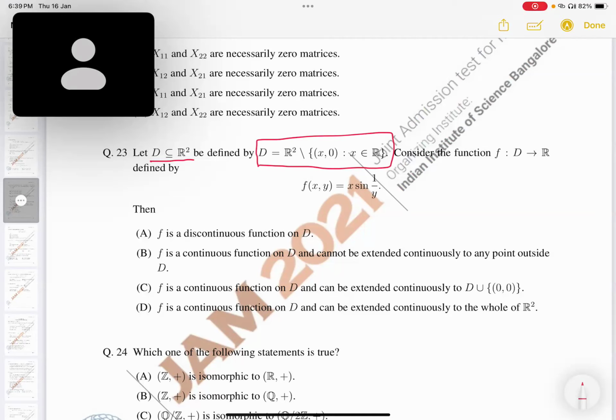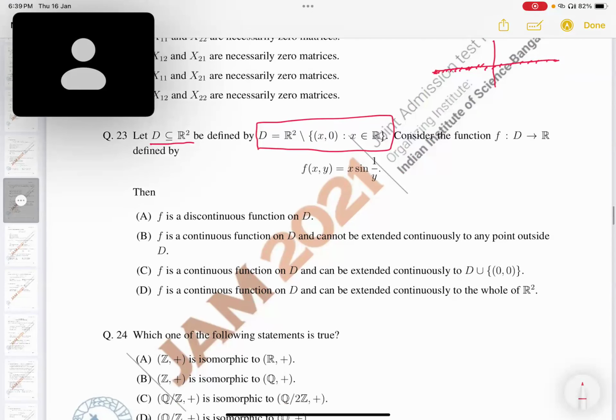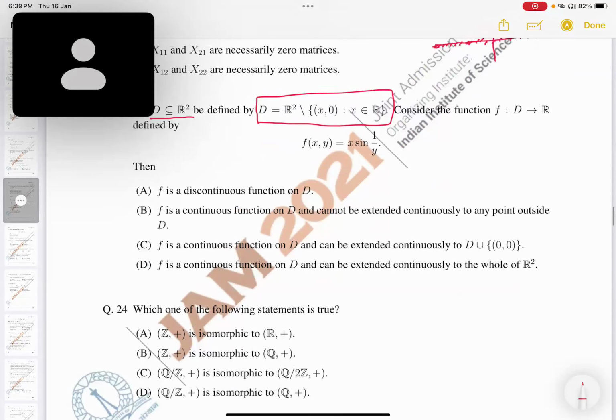First take a few seconds, read the question, understand the question, then give it a try. This is the procedure to solve a question. So suppose your set is, this is your R square. Now you delete your x-axis. This is your domain. Now, what is your function? f(x, y) equals x into sine 1 upon y.